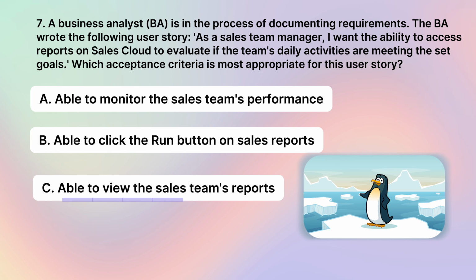The correct answer is C, because it directly relates to the user story and addresses the user's need to access reports to evaluate their team's performance. Option A is too vague and does not specify how the user will monitor the sales team's performance. Option B is also too specific and only addresses clicking a button, which may not be the main concern for the user. Salesforce's documentation emphasizes the importance of acceptance criteria being specific and measurable, which C fulfills.